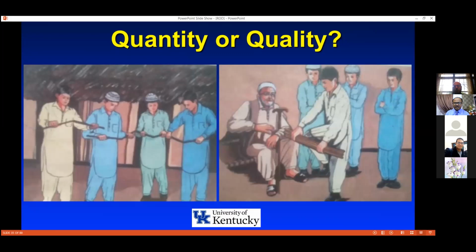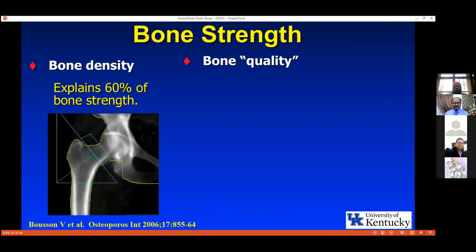But what about the quality? Is it different if this bone is very strong? I think if this structure, this stick or whatever, is made of very strong structure with good quality, whatever the quantity they have, whatever unity they have, they cannot break the good structure. So again, quantity or quality. Let's go back to our BMD.